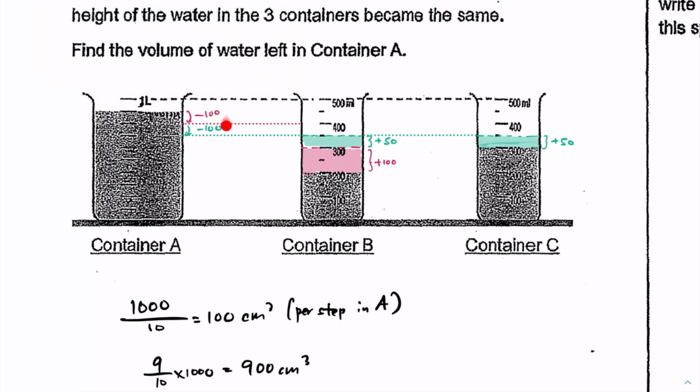So if I subtract 200, so initial volume was 900. After subtracting 200, we get 700. That's the volume of water left in A.